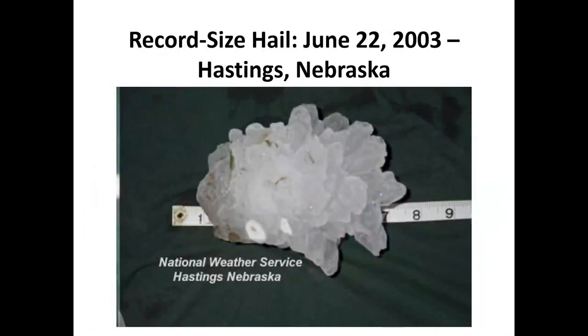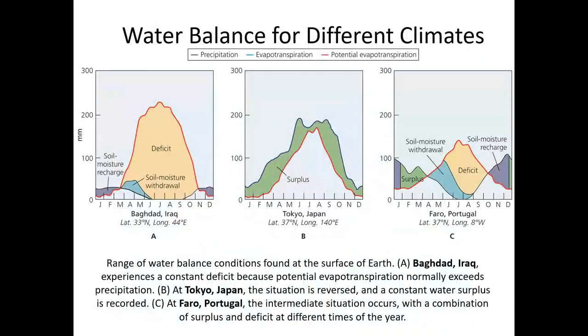So this is a record size hail. This landed in Hastings, Nebraska. It's about 7.5 inches long, and it's one of the biggest chunks of hail that the National Weather Service has ever come across. So hail can be dangerous if it gets real big.